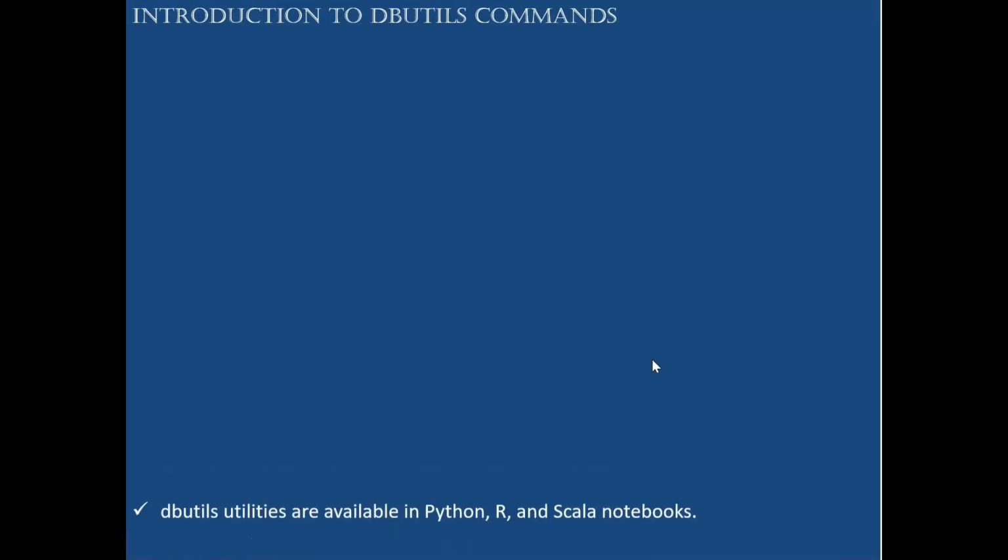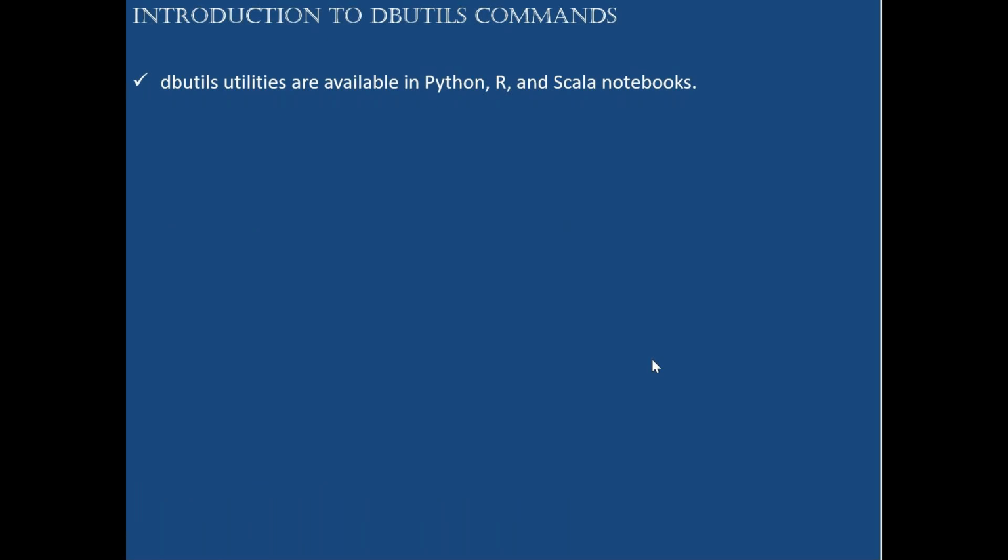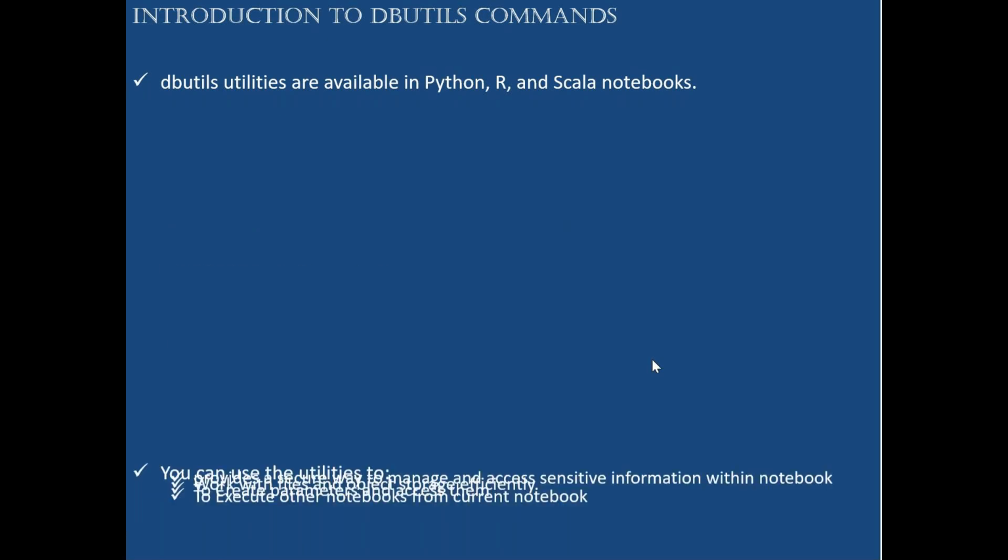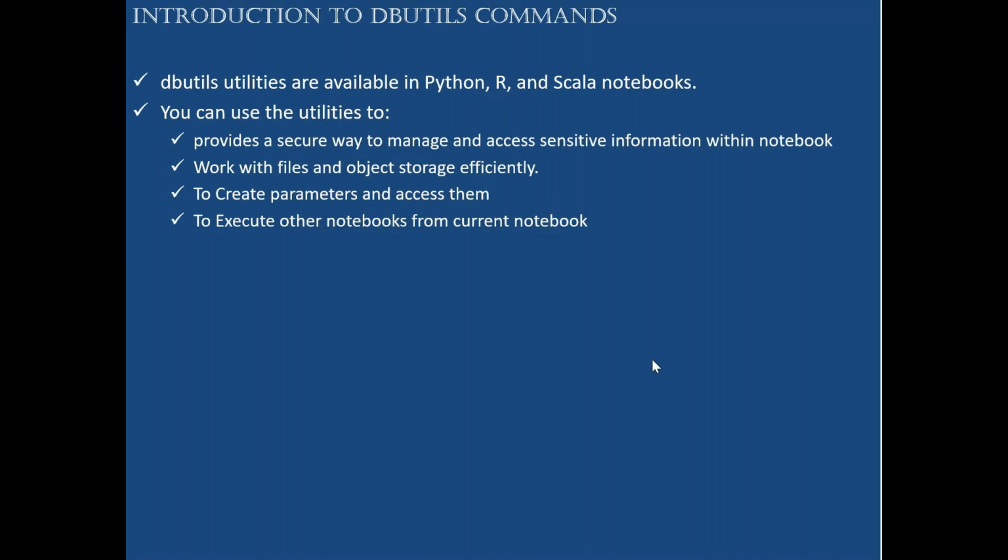Once the connection is successful, now we need to understand DB utilities are available in the Python or Scala notebooks. You can use these utilities to provide a secure way to manage and access sensitive information within the notebook. Whatever information you have in the key vault, to access it securely into the notebook, we can use the DB utilities. It is also used for working with files and objects. Yesterday we have seen file system commands. In the future session, we will see parameters, how to access parameters using DB utilities, how to execute other notebooks. In tomorrow's session, we will discuss those things.